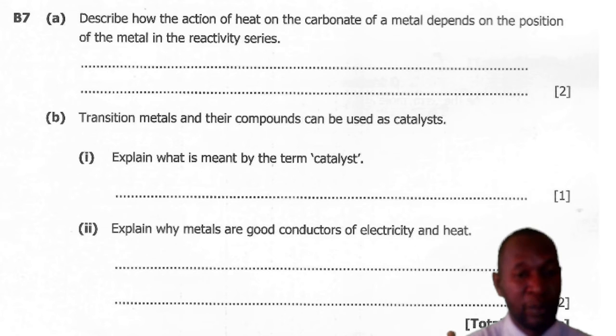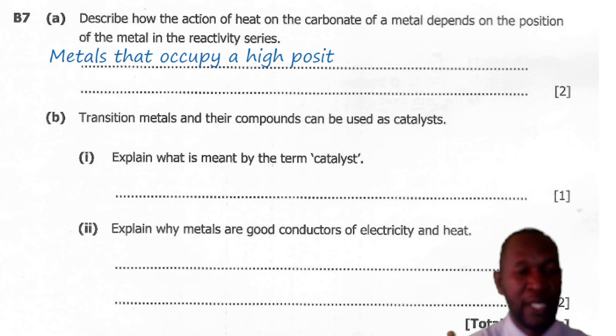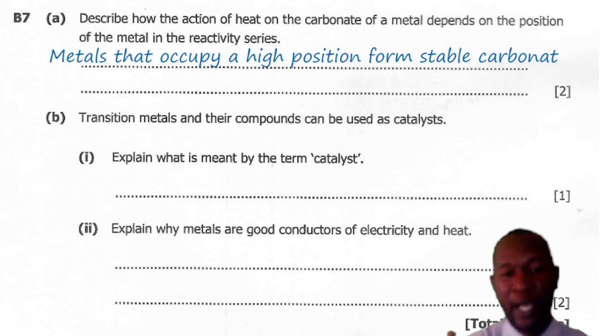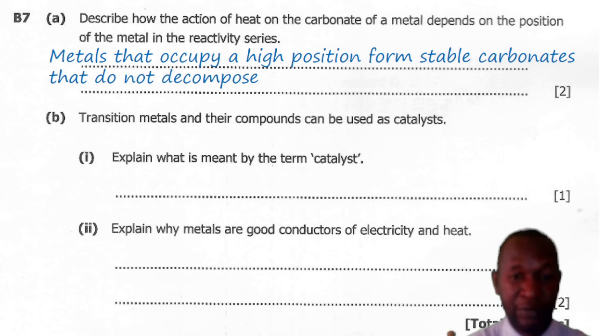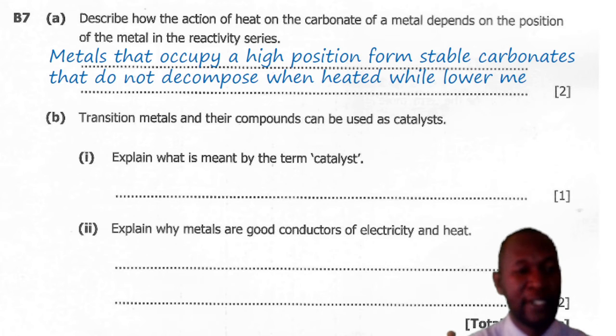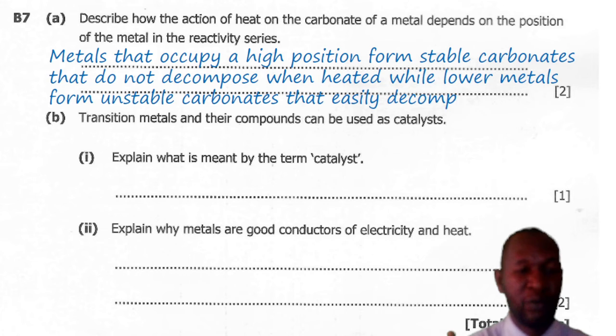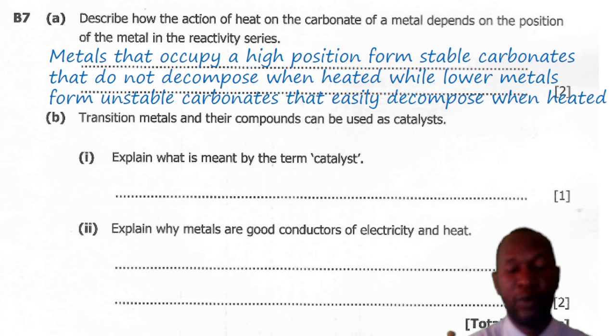So the position in the reactivity series tells us how a metal will behave. A metal that occupies a higher position will form stable carbonates that do not decompose when heated, while lower metals form unstable carbonates that easily decompose when heated. So that is how the position can tell whether the metal's compound will decompose or not decompose.